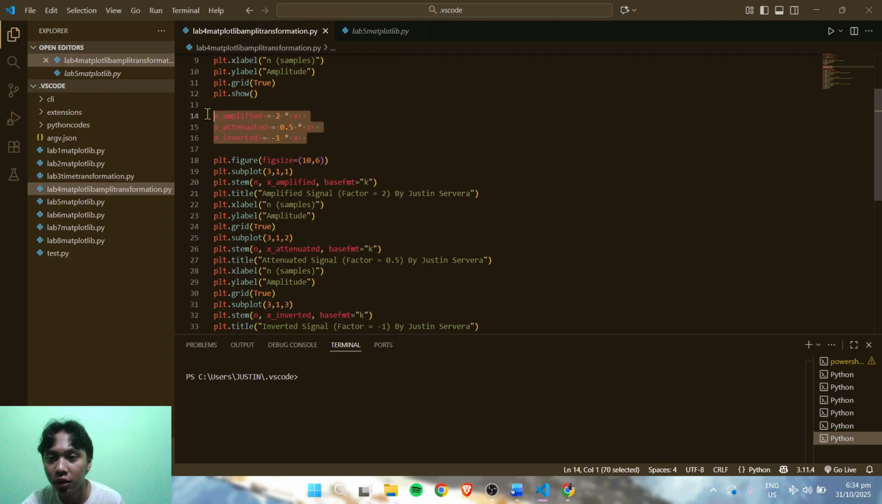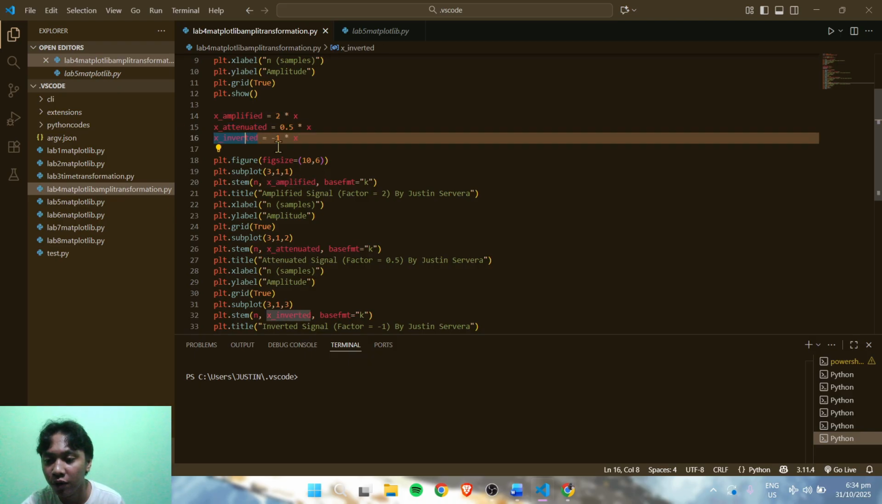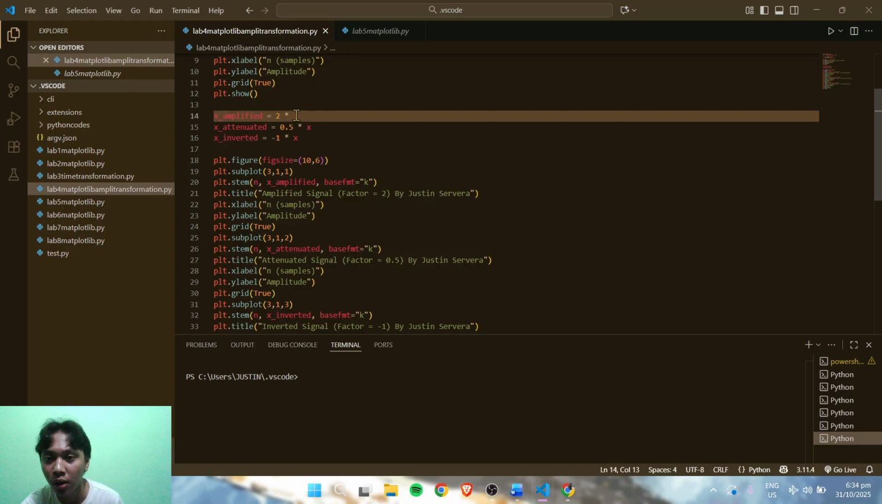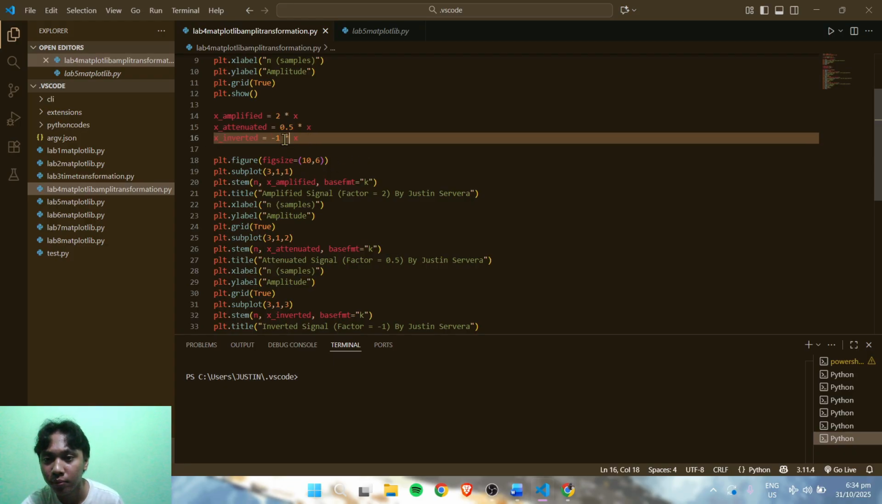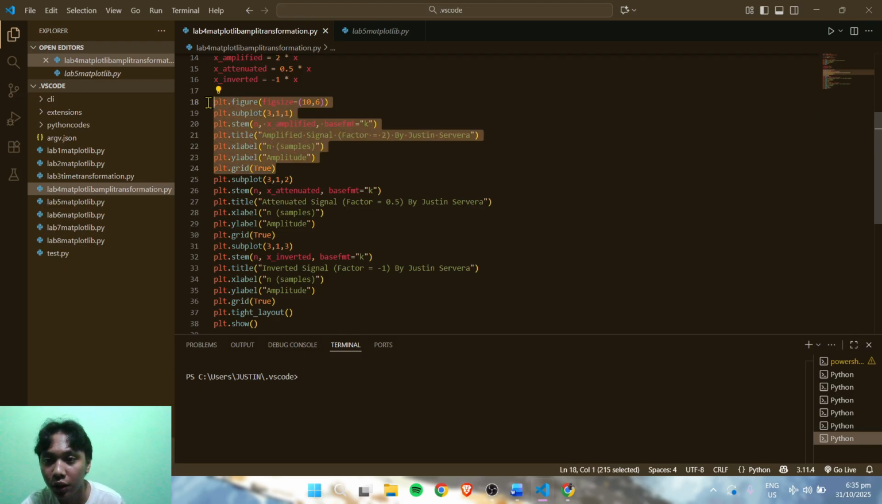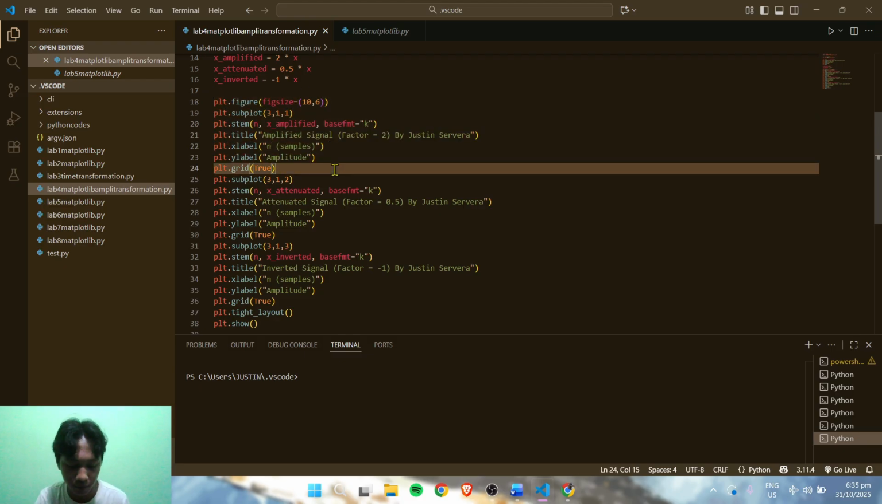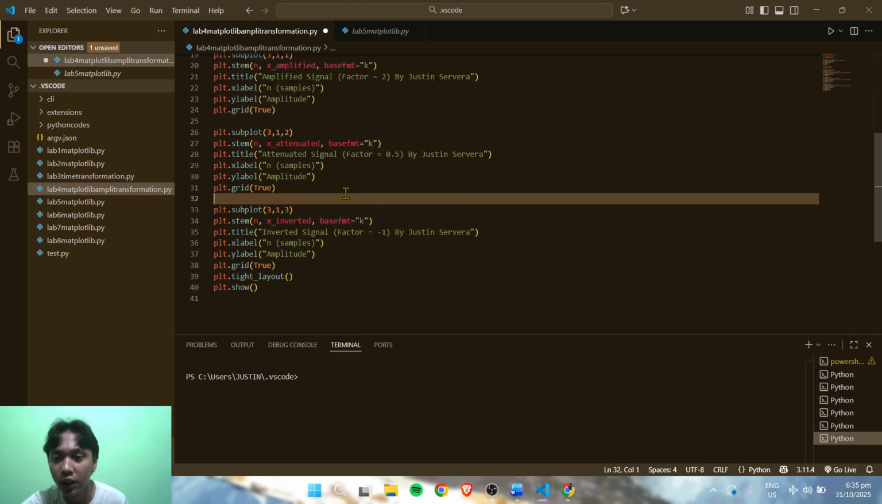So these formulas here are for plotting the amplified, attenuated, and inverted discrete time signals. For the amplified, 2 times x; attenuated, 0.5 times x; and for the inversion, -1 times x. These statements here are to plot the transformed signals. This one here is for the amplified, and for the attenuated, and for the inverted signal.